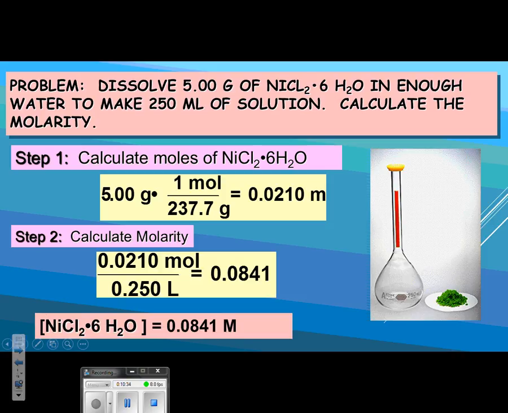So notice the brackets here. The brackets denote concentration. So whenever I put brackets around something, if I have FeCl3, if I put brackets around it, that means I'm looking at a concentration. All right?